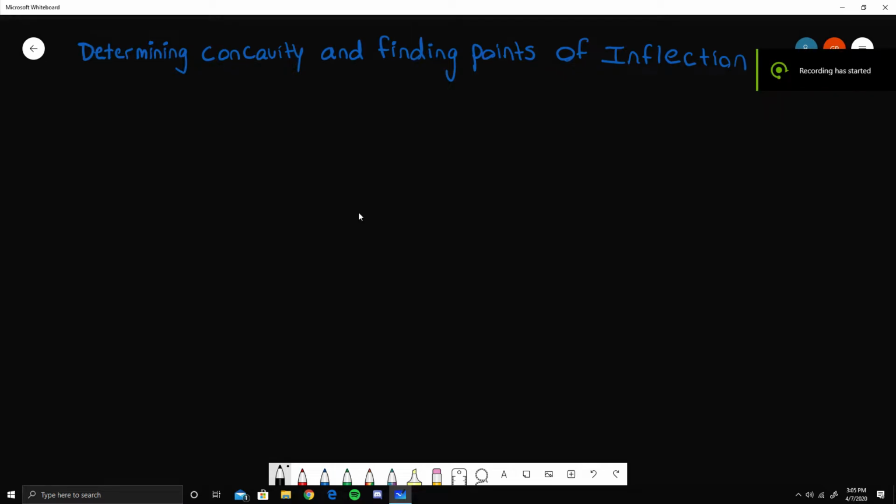Today I'm going to be discussing how to determine concavity and find points of inflection for a function. Before I start, I'm going to define what a point of inflection is. A point of inflection is a point in a graph or a function where it switches concavities.